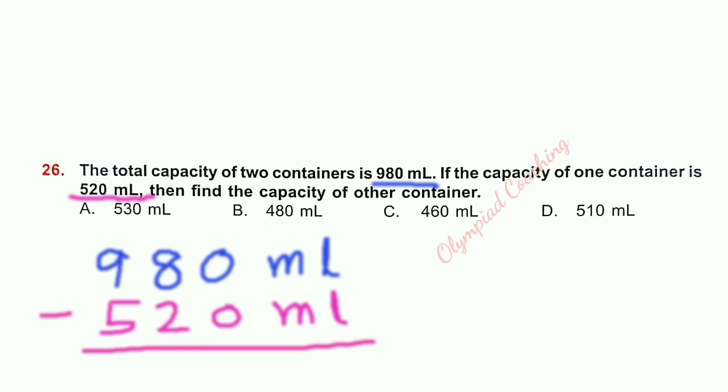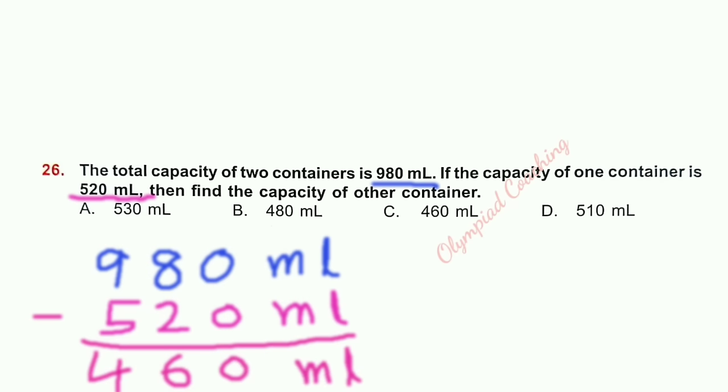980 minus 520 equal to 460 milliliter. So capacity of other container is 460 milliliter. Option C is correct.